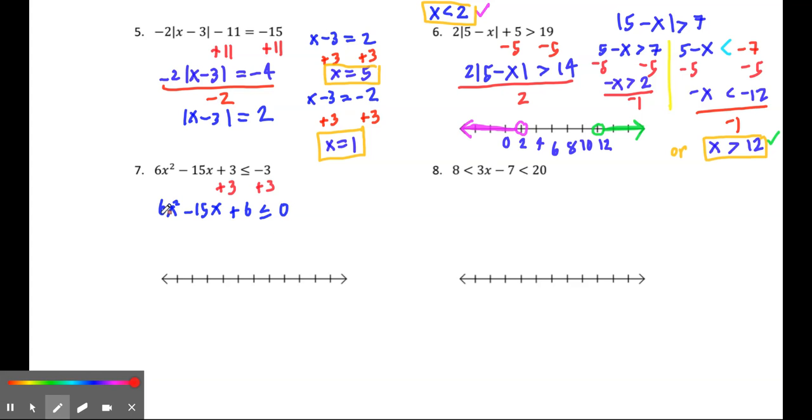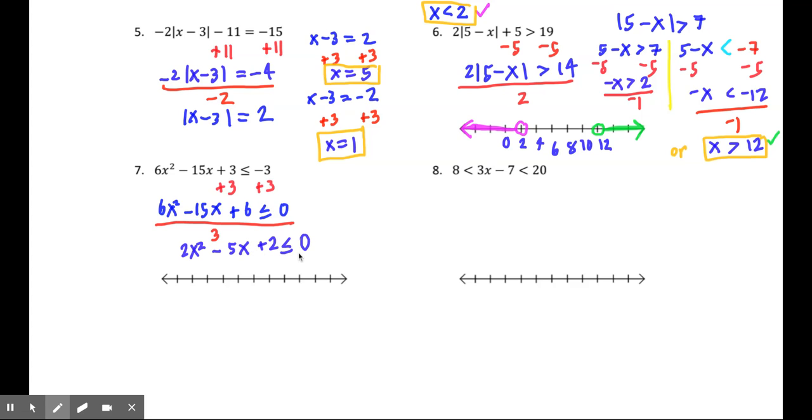And then let's make this a little easier to factor. So you can see that they're all divisible by 3, like 6, 15, and 6 are all divisible by 3. So let's just go ahead and divide that by 3. And then we get 2x squared minus 5x plus 2 is less than or equal to 0. Okay, now we're going to factor that. So I'm going to do that over here.